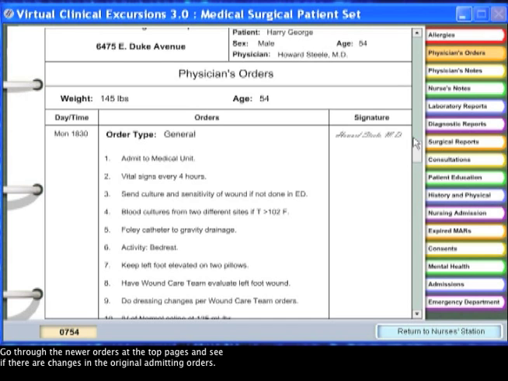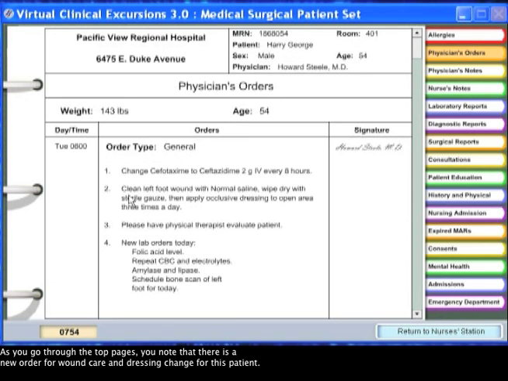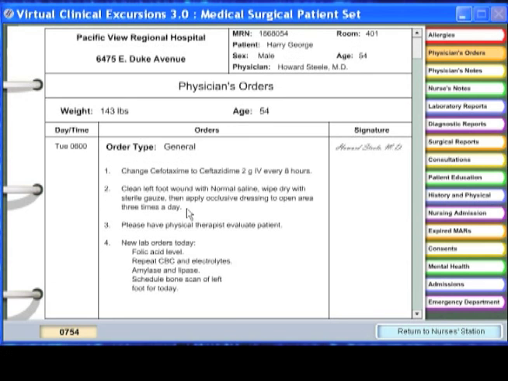Go through the newer orders at the top pages and see if there are any changes in the original admitting orders. For example, in the admission orders, there is an order for a wound care team to evaluate the patient's left foot wound. As you go through the top pages, you note that there is a new order for wound care and dressing change for this patient. Write this down on the treatment portion of your NPW.